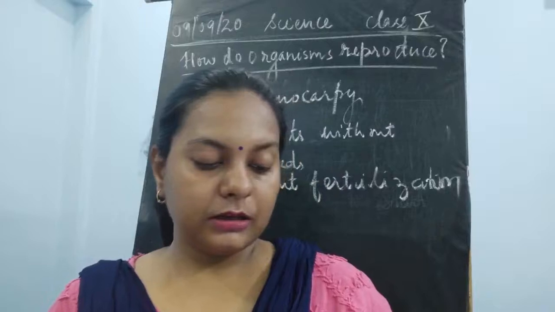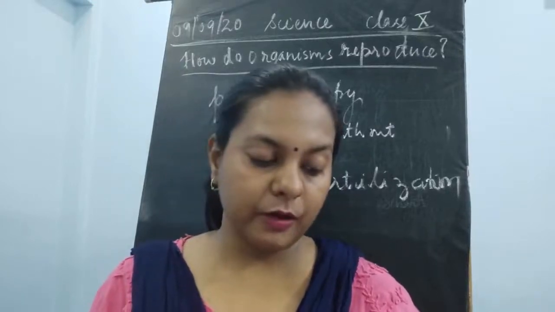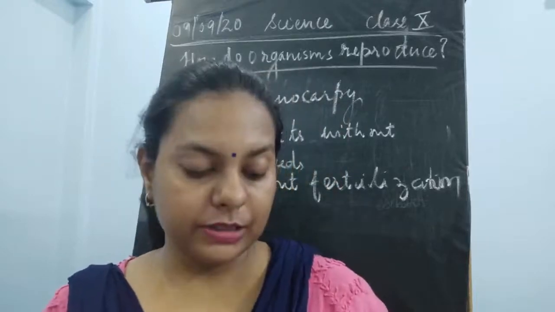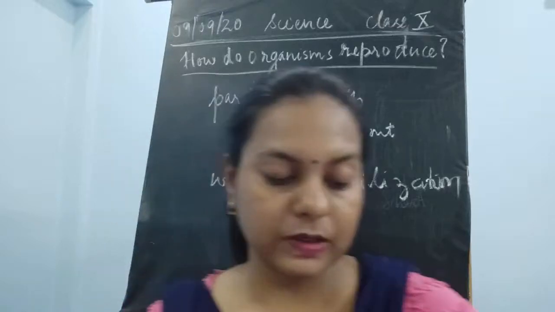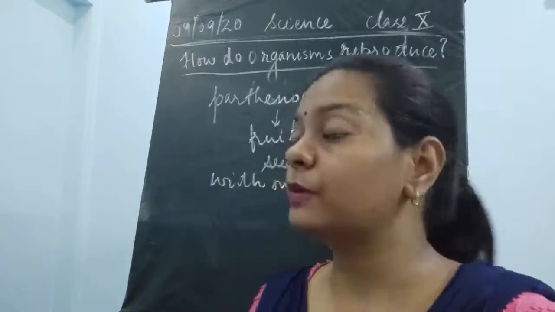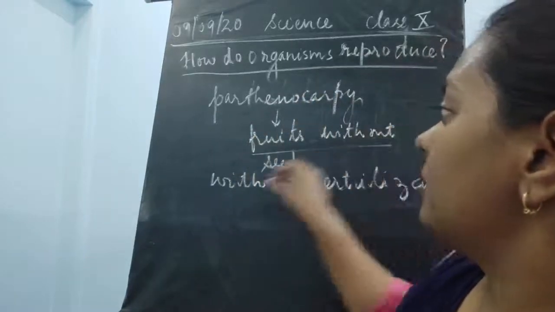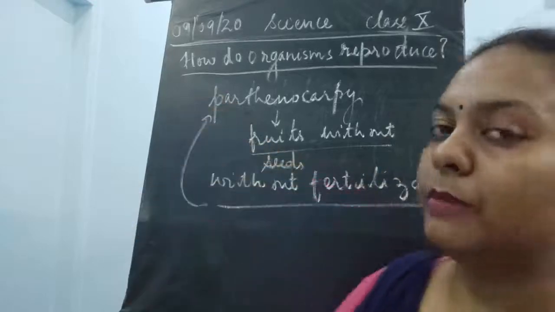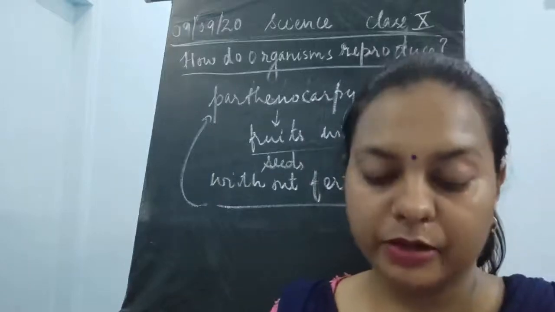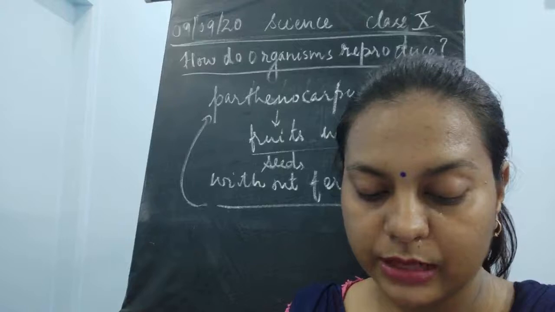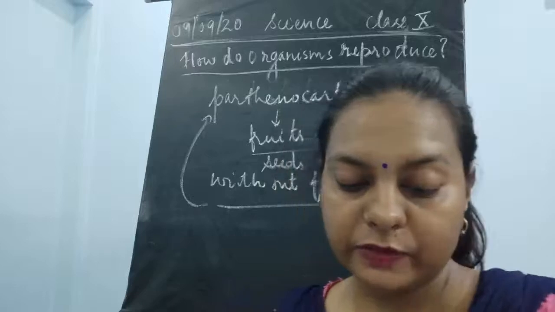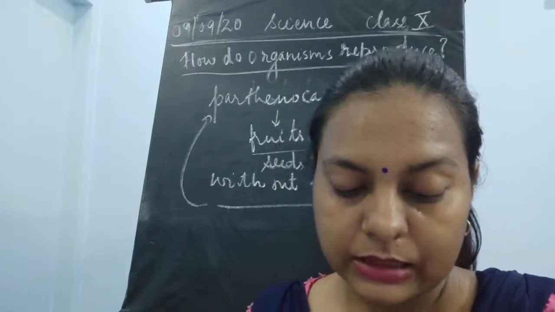But there are certain fruits which are formed without the process of fertilization. Parthenocarpy is the phenomenon of the development of fruits without fertilization. So these fruits are formed without fertilization under the process called parthenocarpy. When fruits are developed without fertilization, they will not contain seeds. So parthenocarpy is the phenomenon by which fruits are developed without the process of fertilization.